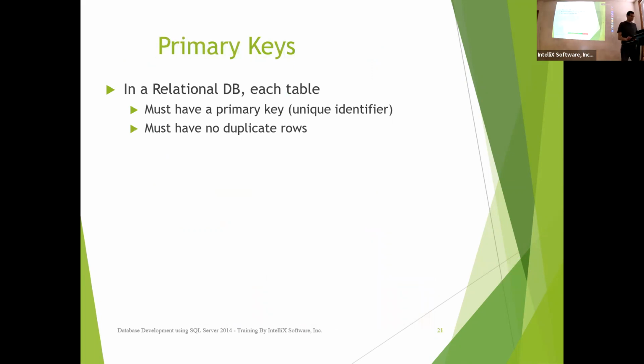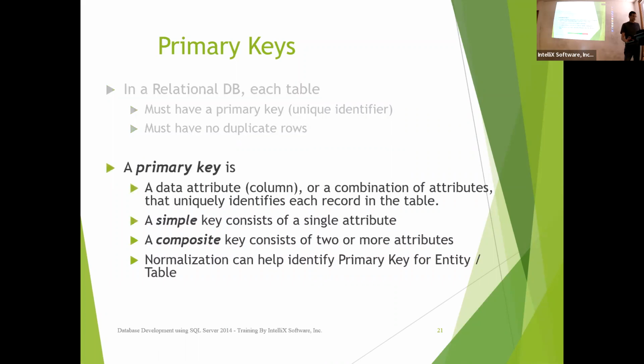All right, so in the relational database, there are some rules, right? As I said, you must have a primary key, which uniquely identifies every record in the table. There must be no duplicate rows. Obviously, you have a primary key, which is unique, so it will never create duplicate rows in there. And the primary key is a data attribute or combination of attributes that uniquely identifies each record.